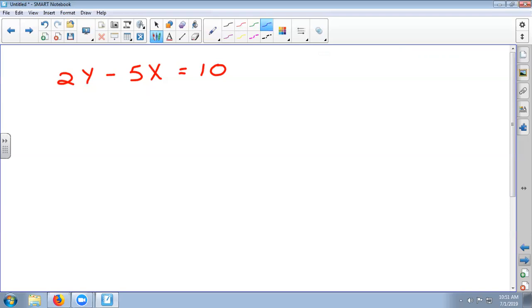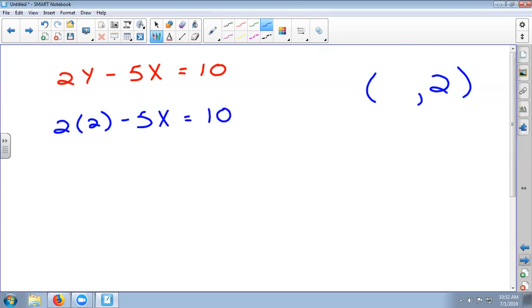Pick a number. Relatively small, hopefully. 2. Do you want x or y to be 2? Y to be 2. So we have chosen y to be 2, which means we are going to plug that in and solve for x. Two times 2 is 4.